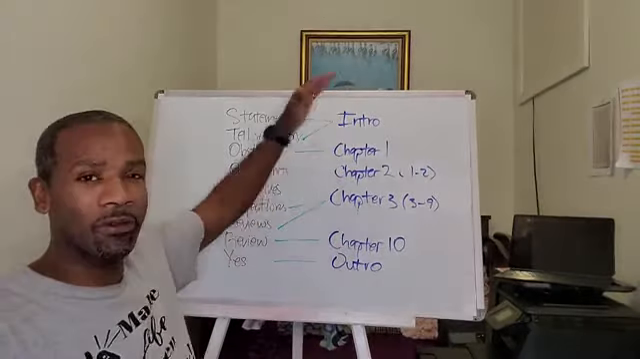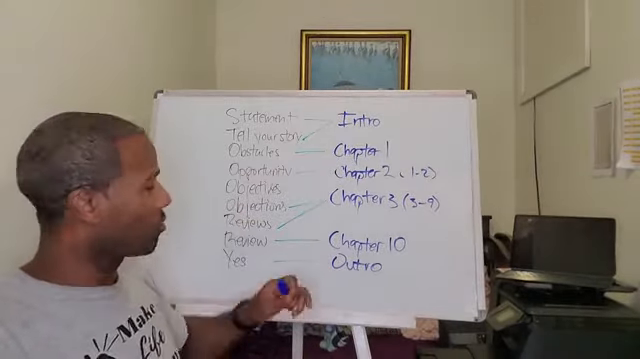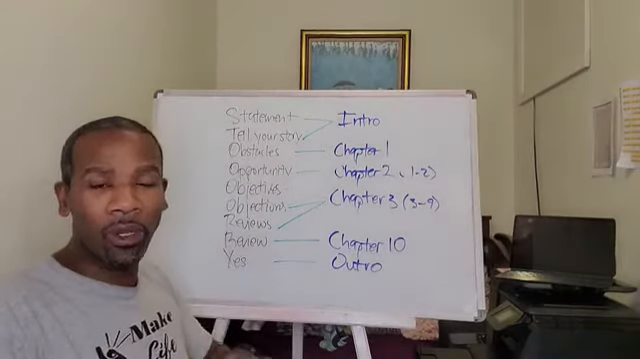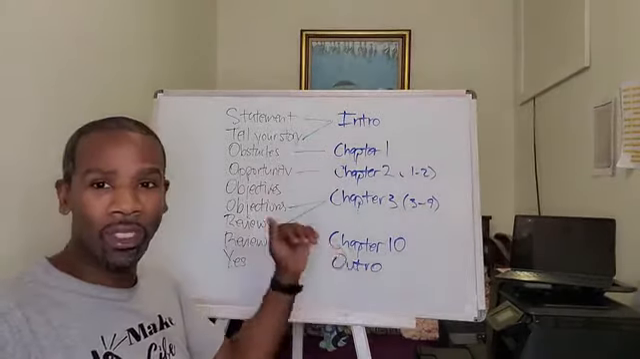Now, you may have dropped yeses all throughout the book, and you may have dropped all these different pieces all throughout the book, but this is the structure of your entire book.